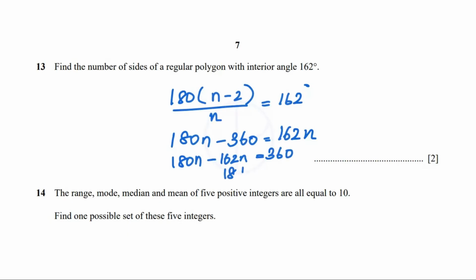18n equals 360. Divide both sides by 18. So we get n as 360 divided by 18, which is, divide the numerator and the denominator by 9. So we get 40 over 2, and 2 goes into 40 20 times. So the answer is 20.